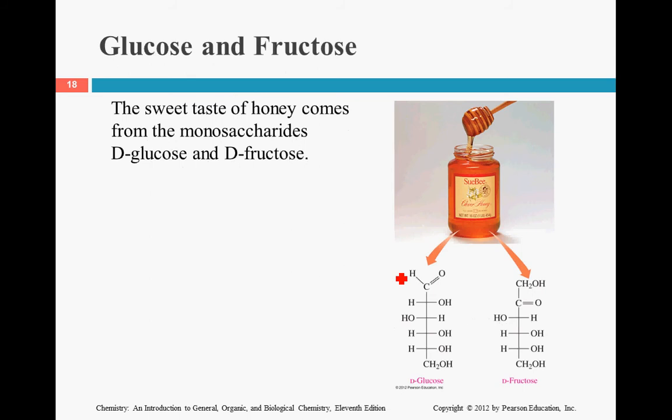If we compare them right next to each other, glucose is the aldehyde, meaning that the double bonded oxygen is at the top, whereas fructose is the ketone, which means it's on the second carbon, surrounded by carbons on either side. This makes a big difference when it comes to reactivity and how it looks once it's actually in a compound.